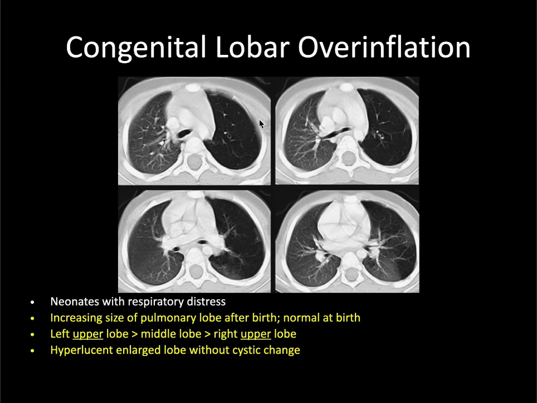This is what it looks like on CT. You just get an overinflation of a single lobe of the lungs. Usually it occurs in the left upper lobe, then middle lobe, then right upper lobe.